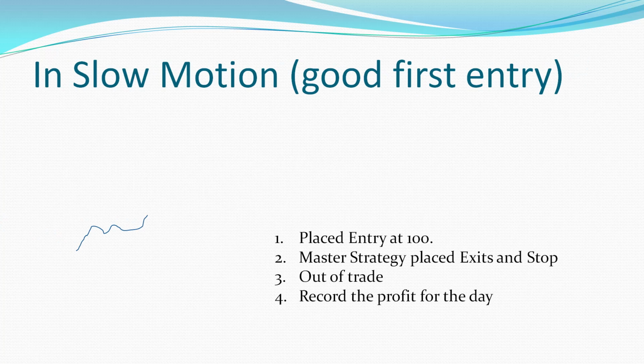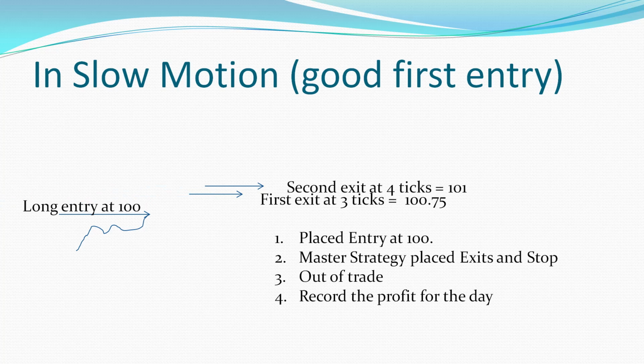All right, so we think the market's going up, right? So we placed a long entry at 100. I'm using really simple numbers here just for ease of math. All right, so we've got a long entry at 100. When we do that long entry, the master strategy is going to automatically place our exit levels. So we have a first exit at 3 ticks, which is what I'm currently using, but you can make your own decisions here. So the first exit is at 3 ticks. The second exit for the second unit, right? This is a multi-unit entry, is going to be at 4 ticks, which is going to be 101, right?